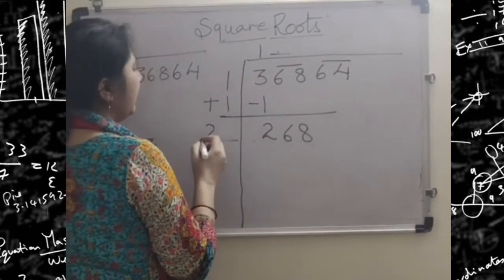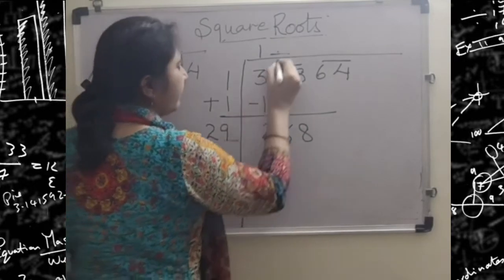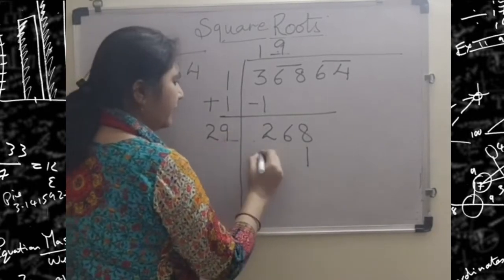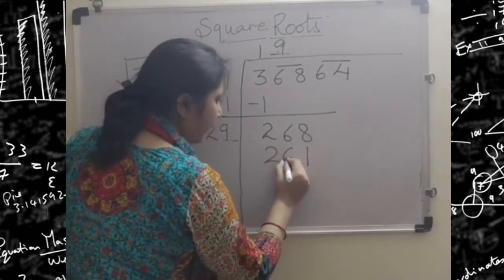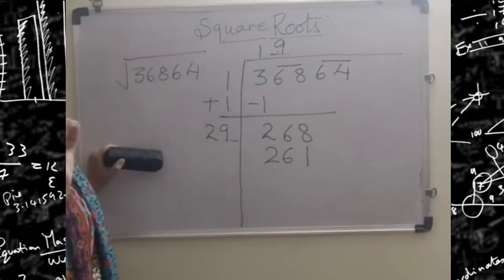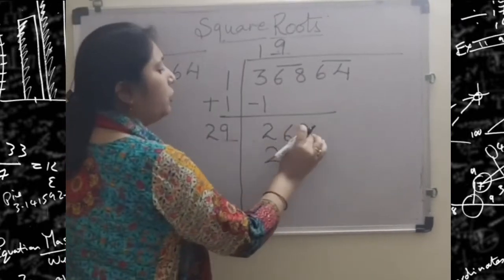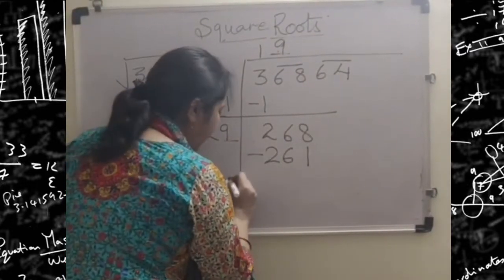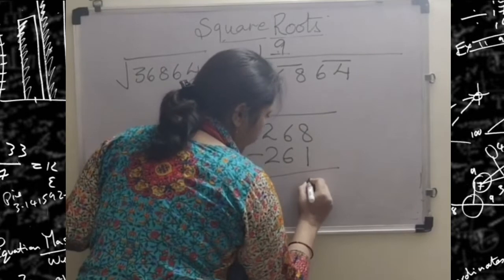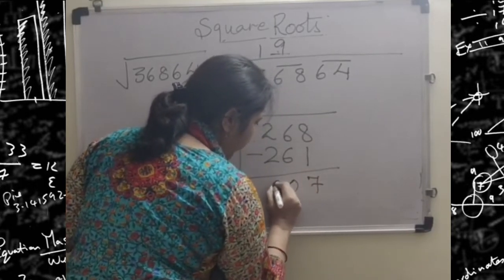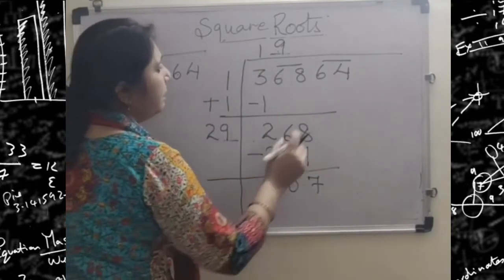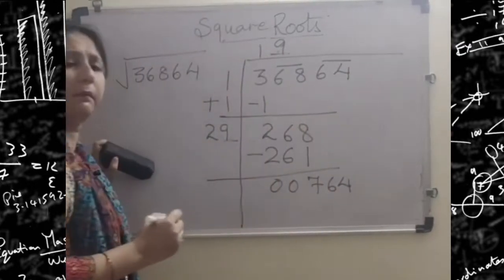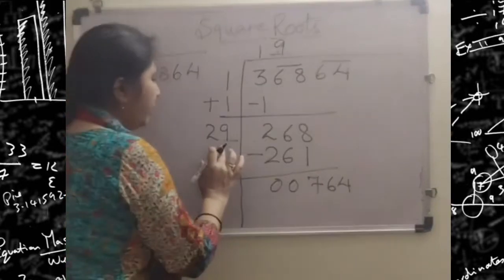Large means, let's try for 9. 9 nines are 81. 9 twos are 18 and 8 26. So answer is 261, which is the nearest to 268. Now again we perform the subtraction. This is 7, this is 0, this is 0. And bring down another pair, that is 64. Brought down. Now here what we do?